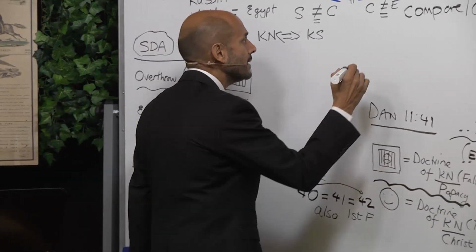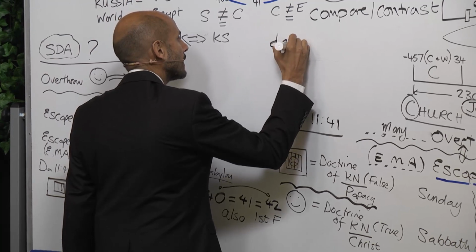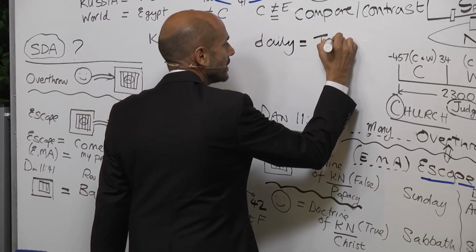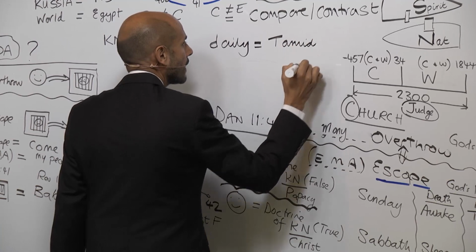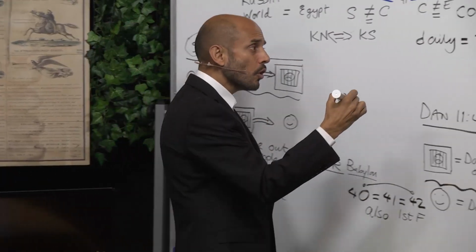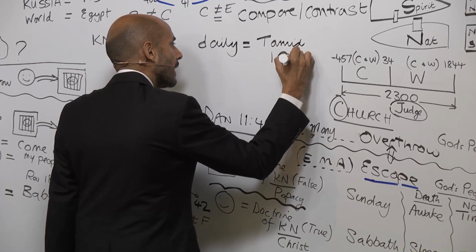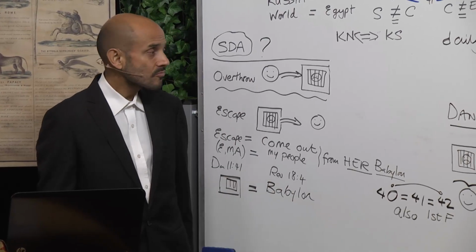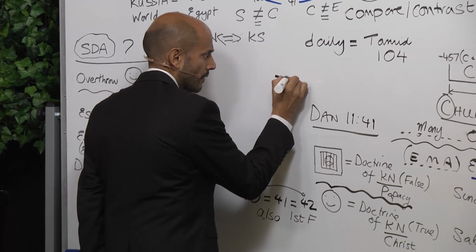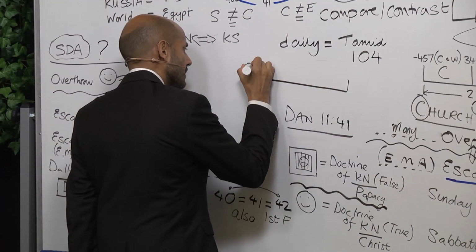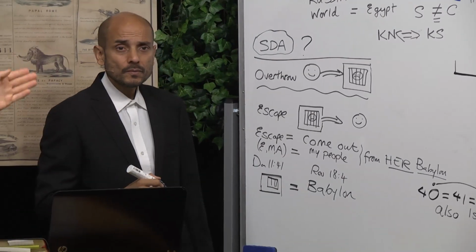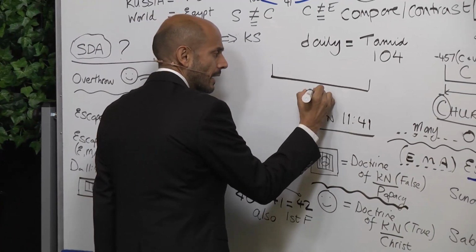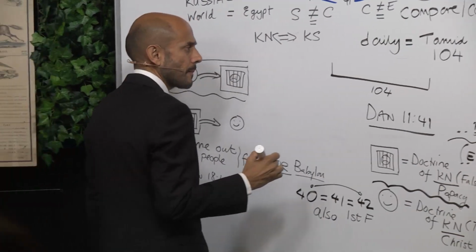Now this word daily comes from a Hebrew word which is tamid. And this Hebrew word is found 104 times in the scriptures. So if this is the scriptures, the Old Testament, because it's a Hebrew word, it's 104 times.